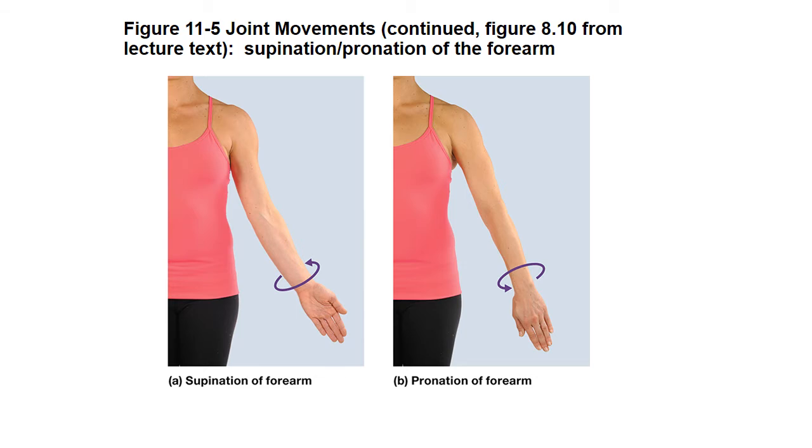Here are some other examples. You have supination of the forearm, so that's showing it in anatomical position. Then you have pronation of the forearm, so it's moving the palm so it's facing towards the posterior side of you. Next slide.